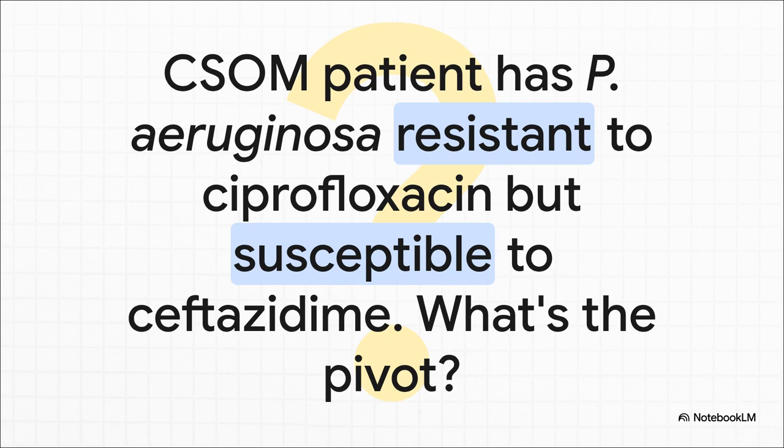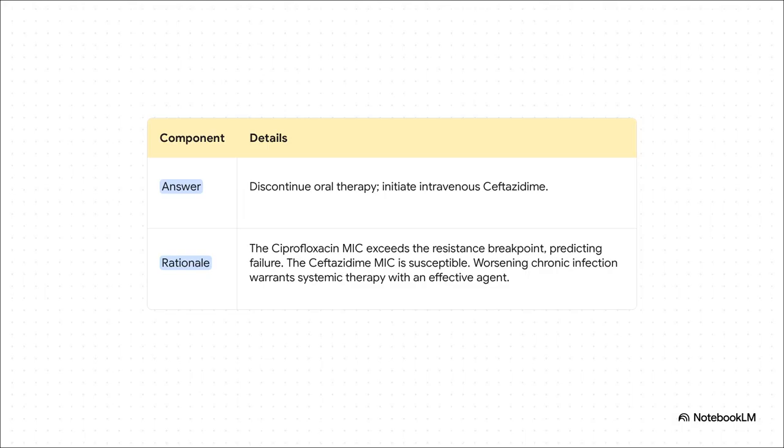The bug is resistant to ciprofloxacin, but it's susceptible to ceftazidime. So, what's your move? The only right answer here is to pivot. You stop the oral drug, and you start intravenous ceftazidime. And the why is driven entirely by the data. The lab is telling you ciprofloxacin is going to fail.